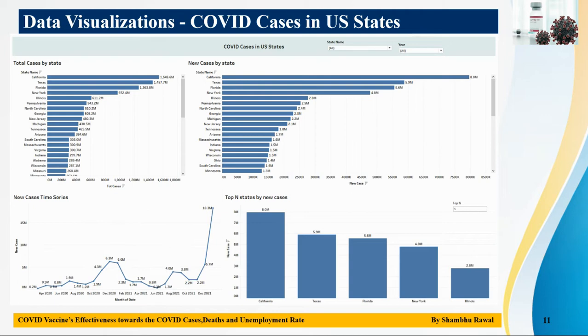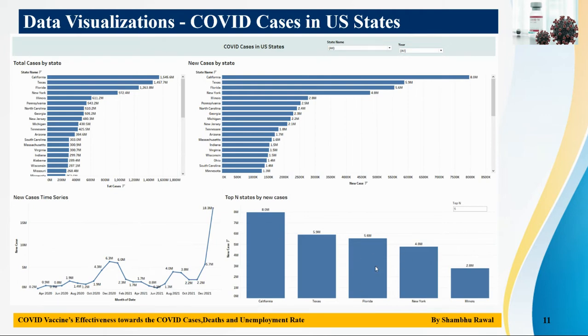At the beginning of the COVID pandemic, COVID new cases were 0.2 million. The COVID vaccine was introduced in December 2020, January 2021 in the US. After the COVID vaccine, we can see the drop in COVID cases. It clearly explains the COVID vaccine's positive effectiveness towards the COVID new cases.